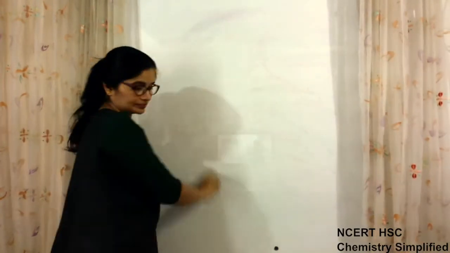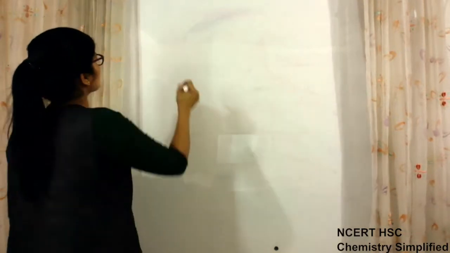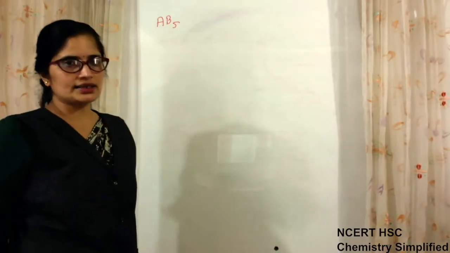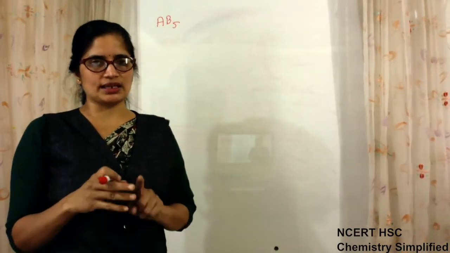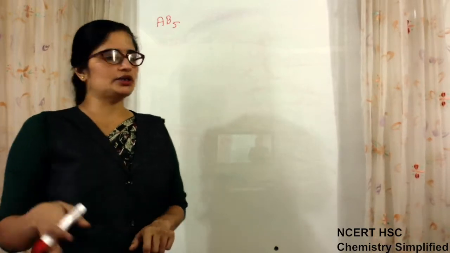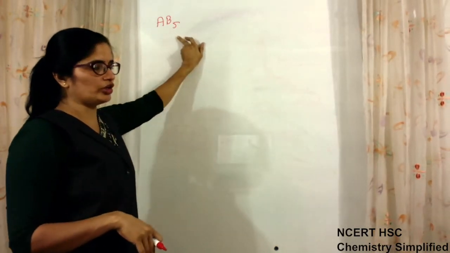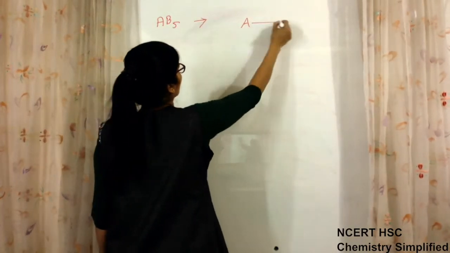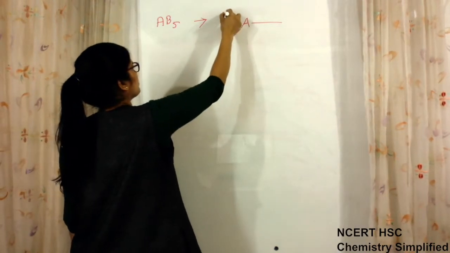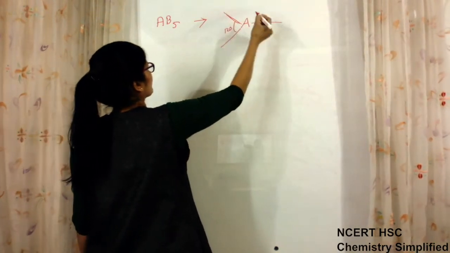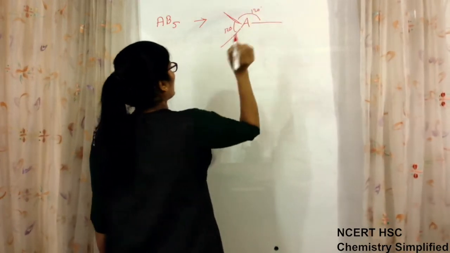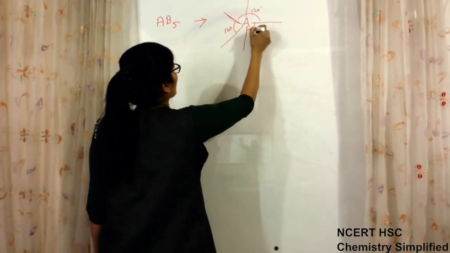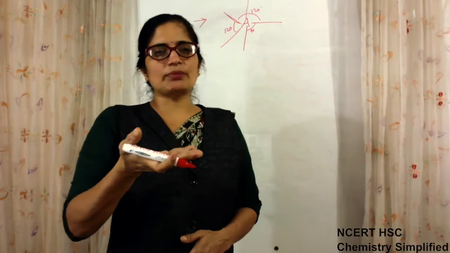Then comes the next, AB5 type of geometry, which we have discussed. AB4 we have seen two distortions, AB3L and AB2L2. In AB5 type of molecule, which has normal geometry, A is in the center, having 3 bonds at 120 degrees, all are 120 degrees, and 1 bond above the plane, 1 bond below the plane, making 90 degree angle with the plane where the 3 bonds are present.